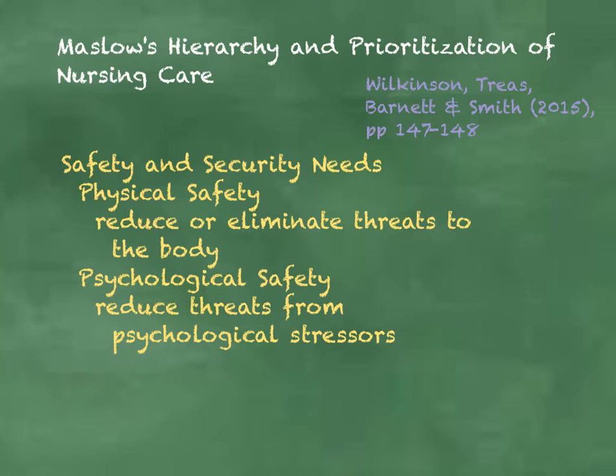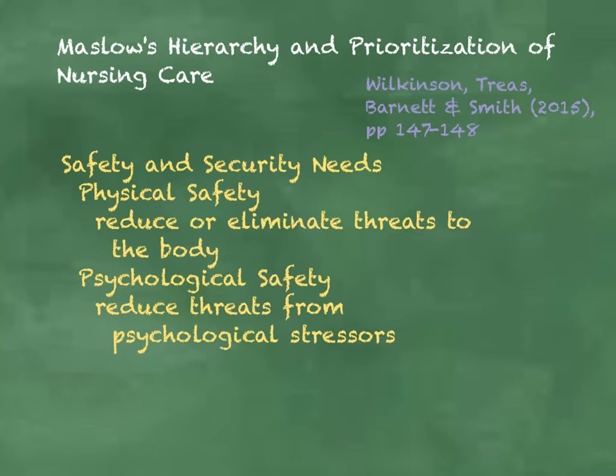Next we have safety and security needs, and those are broken down basically into two categories. We have physical safety, which is the need to reduce or eliminate threats to the body or to the life. So a risk for injury, or a risk from violence, or a risk from infection would fall under the category of physical safety.